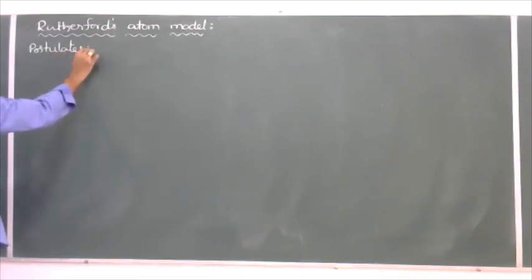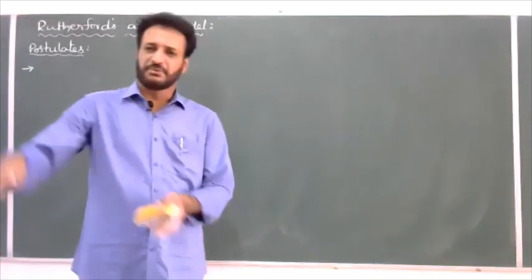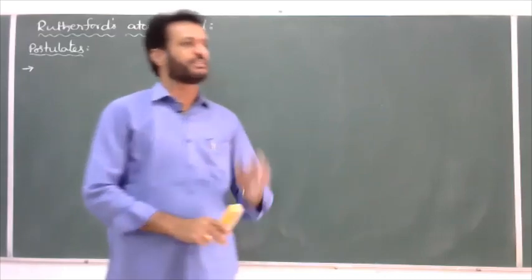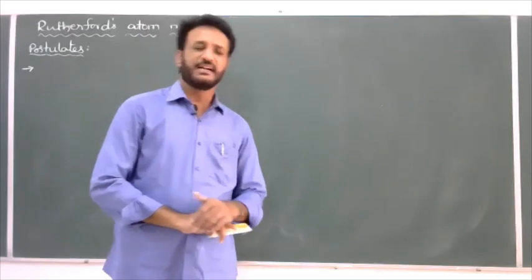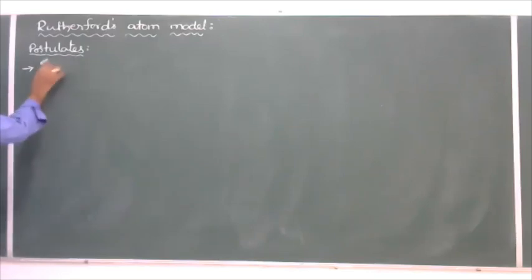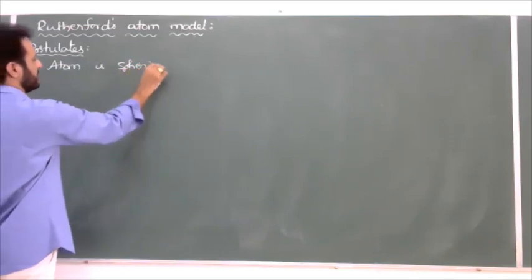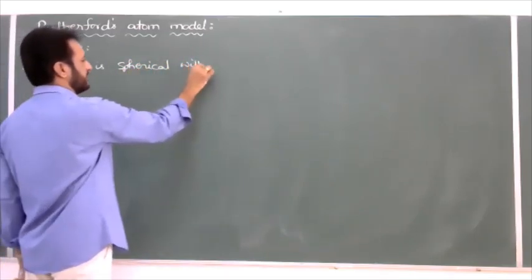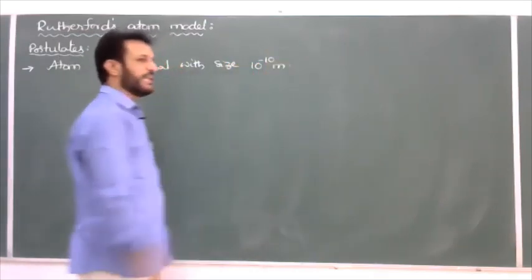In observations, we came to know most of the alpha particles are moving in a straight path without deviating or bending, because most of the atom is empty. And what is the shape of the atom? According to the Rutherford model, the atom has a spherical shape with a size of 10 to the power of minus 10 meter, equal to 1 angstrom unit.